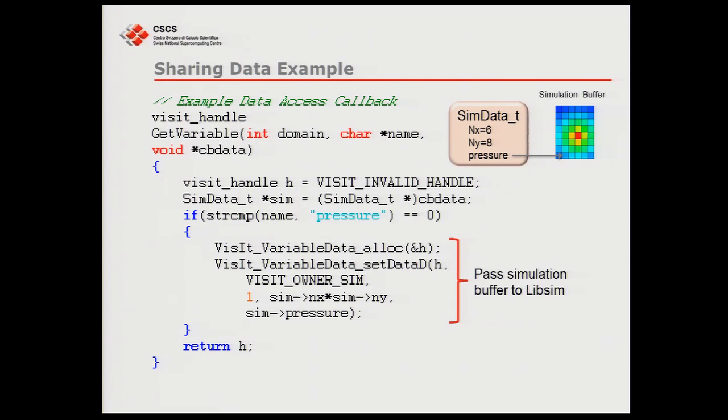I allocate nothing, actually. I pass the pointer in memory, and I give it this special flag, VISIT_OWNER_SIM. The simulation owns this particular memory pointer. What does that mean? It means that VisIt has no right to override the data, so it's read-only. And the other thing is that the simulation is responsible for the allocation and deallocation of the memory. So everyone knows what their job is in terms of memory allocation and so forth.